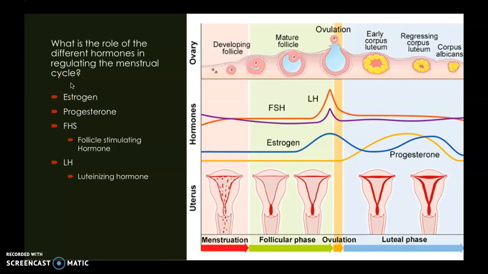And the FSH helps stimulate the development of the follicle for the egg to mature, and also it produces estrogen. And LH is the surge that causes the ovulation, and so that stimulates the mature egg to be released, and then it results in the formation of a corpus luteum.